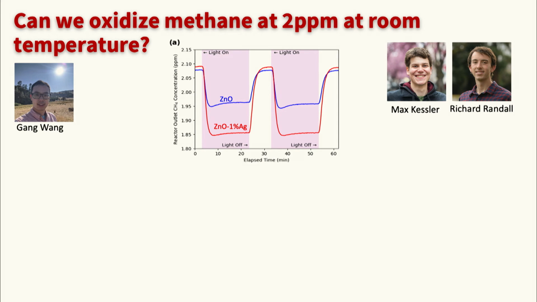As soon as you turn on the light, it goes down; if you turn off the light, it goes away. So this is UV, and the intensity of this UV radiation is equivalent to the UV part of solar radiation.